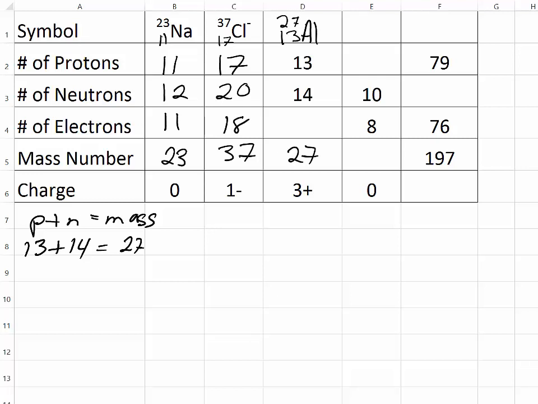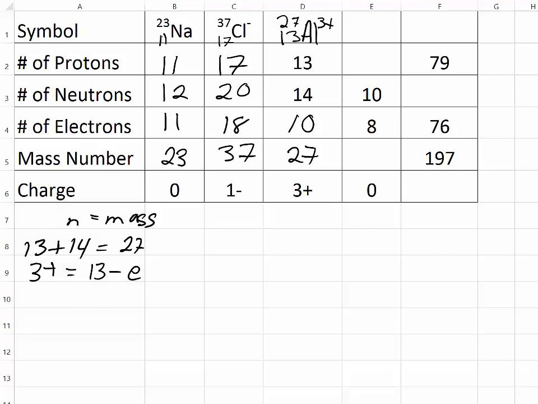We're given the charge, 3 plus. That charge goes in the upper right corner. Because the charge is 3 plus, and the charge equals the protons minus the electrons, this means that we have 3 extra protons. This does not mean that we gained 3 more protons. This means that we actually lost 3 electrons. The only way for this equation to be equal to 3 plus is if the number of electrons is 10.